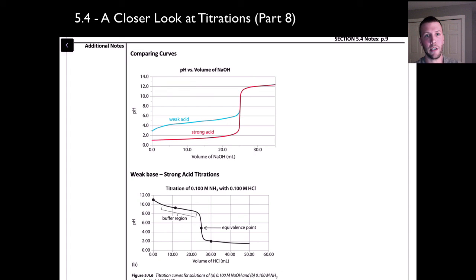I will not be creating a video for the next section, weak base strong acid titrations, as it's essentially the reverse situation. So I will invite you to try those on your own and refer to the completed notes posted online if you'd like to check your answers.